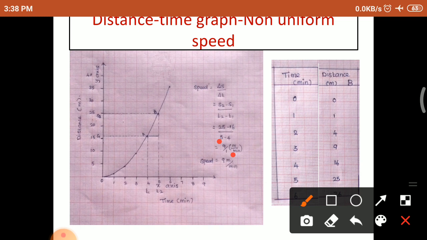So the speed equals 9 meters per minute. That means the object covers 9 meters in 1 minute. If you take other points A and B, then we will get a different value. So from this we can say that the object does not move at uniform speed.